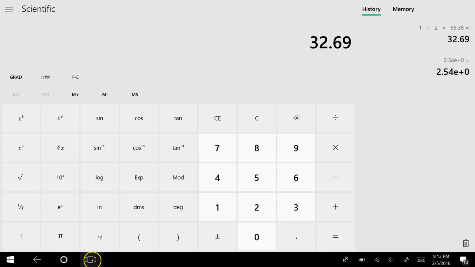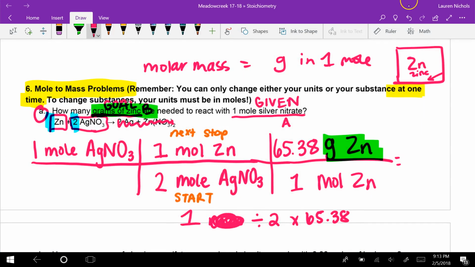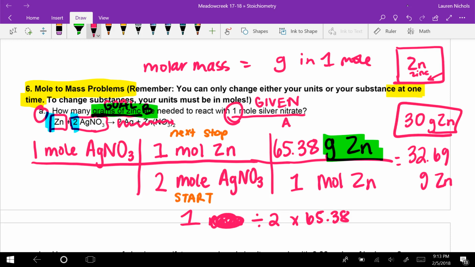So that means our answer is 32.69 grams of zinc. Now the key thing here is we should note that our question has one significant figure to begin with, so we should round our answer to one significant figure. So that would be 30 grams of zinc as my final answer. So if you have any questions about how to solve this problem, please let me know.